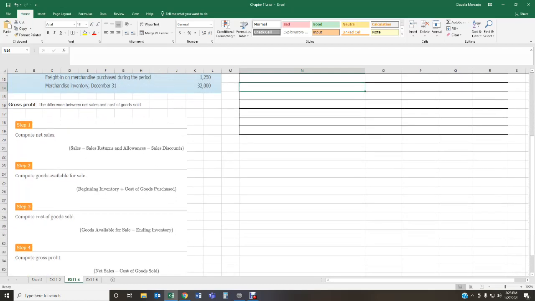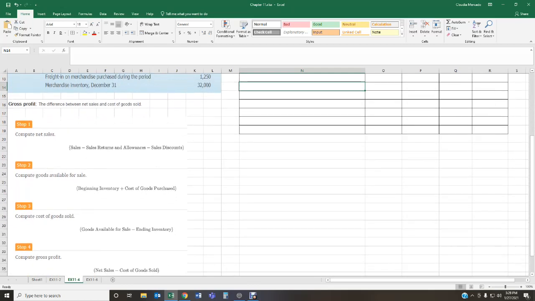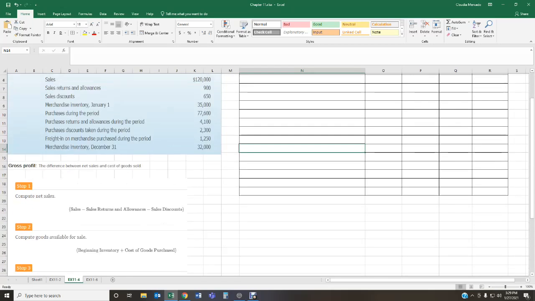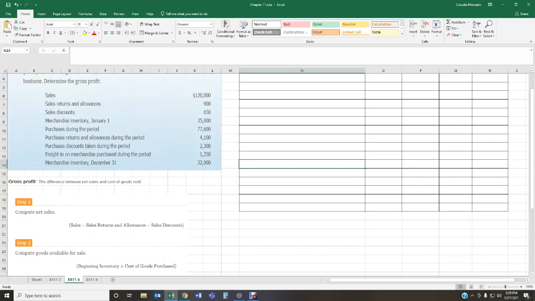In the ebook, it gives you a series of 4 steps to calculate your gross profit. Step number 1 is to compute your net sales. That's your sales minus your sales returns and allowances minus your sales discounts. Step 2 is to compute your goods available for sale. That's your beginning inventory plus any cost of goods purchased. Step 3 is to compute the cost of goods sold, which is your goods available for sale minus your ending inventory. And then finally, step 4 is to compute your gross profit, which is your net sales minus your cost of goods sold. Okay, so these are the steps outlined in the book for you.